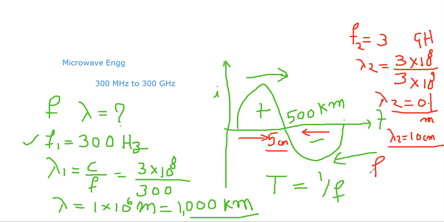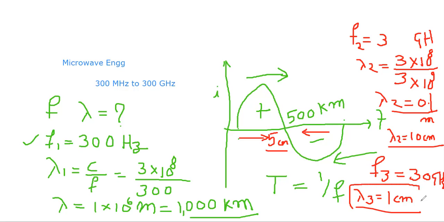If I take f3 equals to 30 gigahertz, okay, so what will be my lambda 3? So lambda 3, it will be simple, you can put 1, so it will be 1 centimeter. So this is 1 centimeter, means 0.5 centimeter it will go forward, and 0.5 centimeter it will reverse. So you just imagine this 0.5 centimeter for the higher frequency.